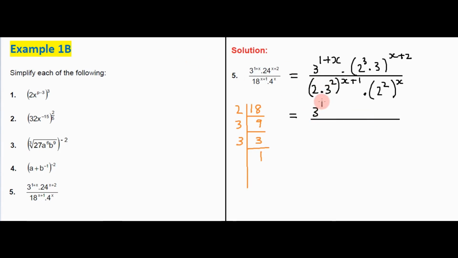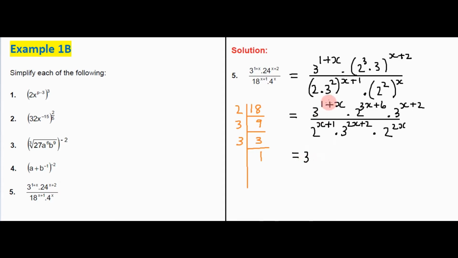So let's simplify further. Where we have brackets, we can multiply the powers. So it's going to be 2 to the 3x plus 6 times 3 to the x plus 2. Multiplying out the powers here, we get 2 to the x plus 1 times 3 to the 2x plus 2. And here we get 2 to the 2x. We're going to add powers when we multiply and the bases are the same, and subtract the powers where we divide and the bases are the same.